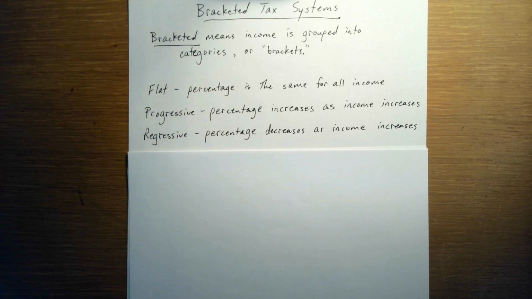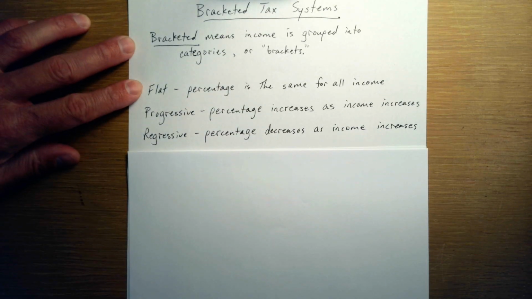And bracketed systems come in three major types. One type is called flat, which means that all income is taxed at the same percent. That's called your tax rate. The second type is called progressive, which means that as income increases, your tax rate increases as well. So the higher dollar amounts that you make, the higher the tax rate on that money. And the third is regressive, which is the opposite of progressive. That means the higher your income, the lower the tax rate goes as you move along.